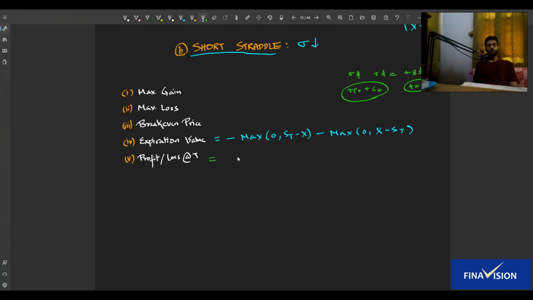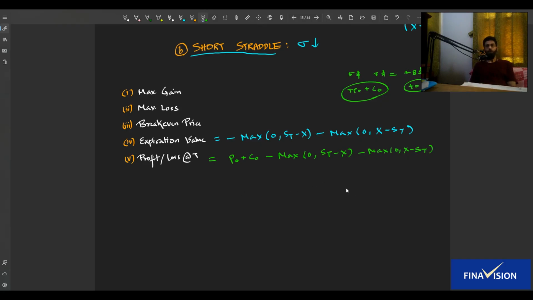The profit or loss is equal to the initial cash flows adjusted for the final cash flows, minus max of 0, ST minus X, minus max of 0, X minus ST. What is the break-even price? Now the break-even price here is also twofold.